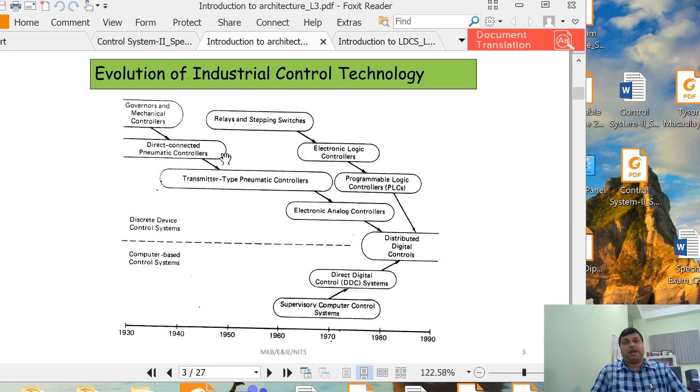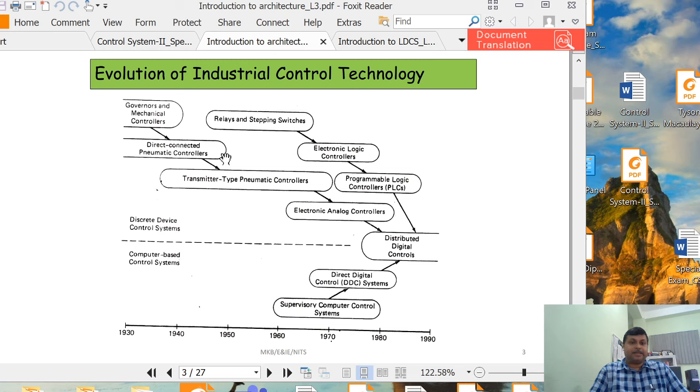From the mechanical controllers, the development of pneumatic controllers occurred. As I have discussed, we know that the energy for these controllers is a pressurized air signal, so they are called pneumatic devices or pneumatic controllers. There was not only the development of direct connected pneumatic controllers; at the same time, transmitter type pneumatic controllers were also developed in the late 1940s. Why? Because we have to transmit the measurement data from the field to the control room, and that can be done using transmitter type pneumatic controllers.